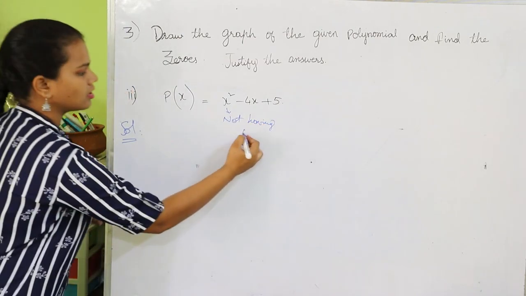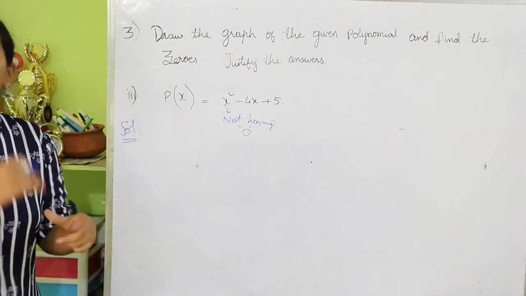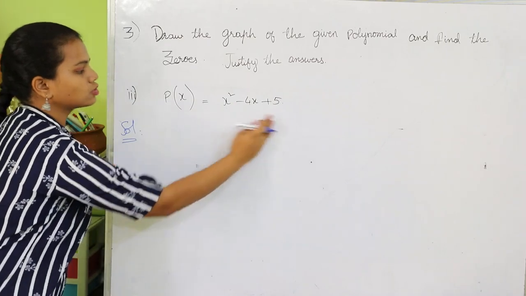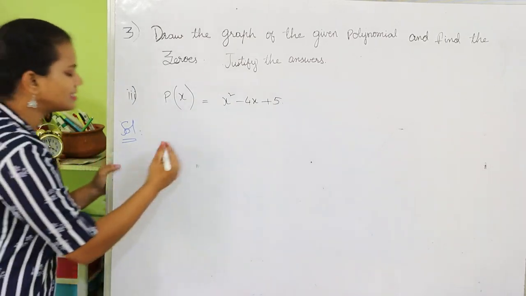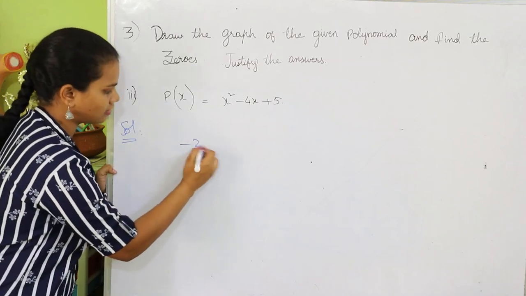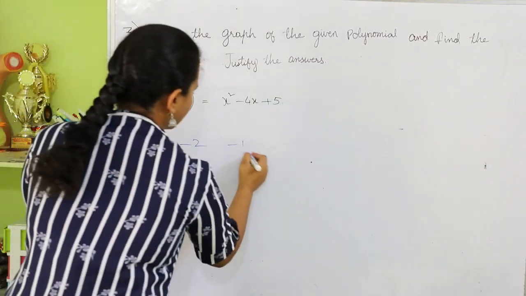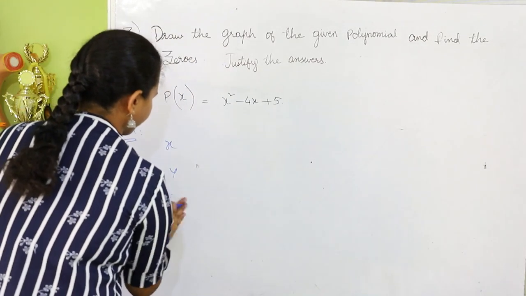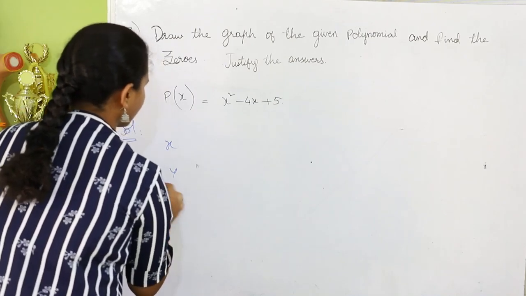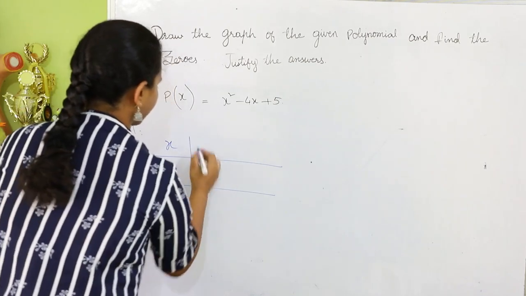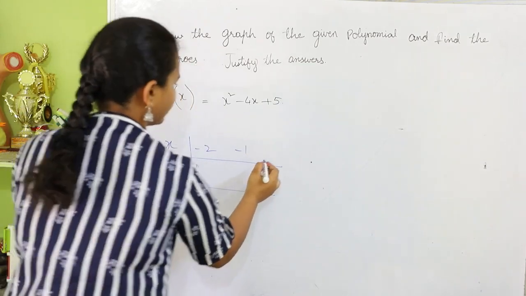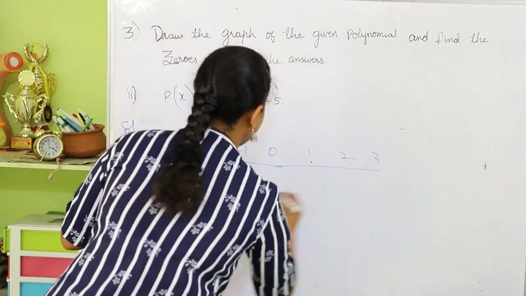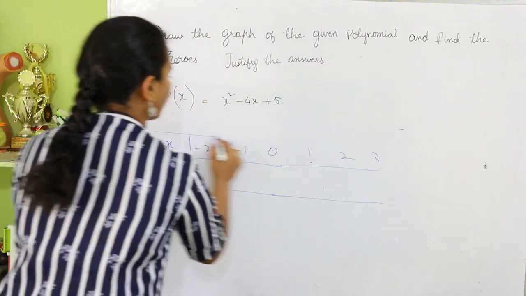So zeros are impossible. What do we do? You take a few random values, like -1, -2, -3, just random values to show that zeros are impossible. Let's start from -2. Let the x values be -2, -1, 0, 1, 2, 3, and we will find the y values, as x comma y pairs.